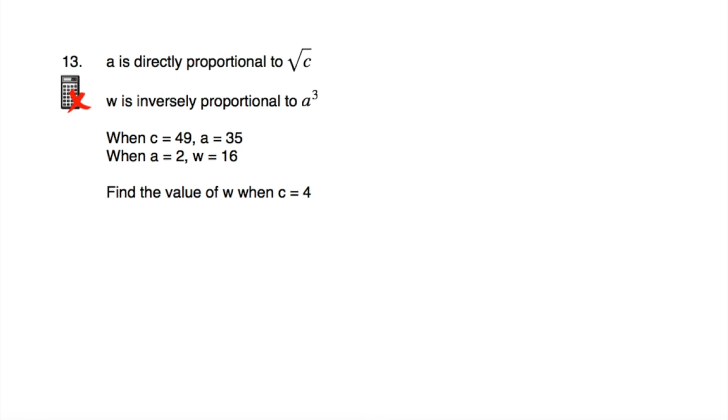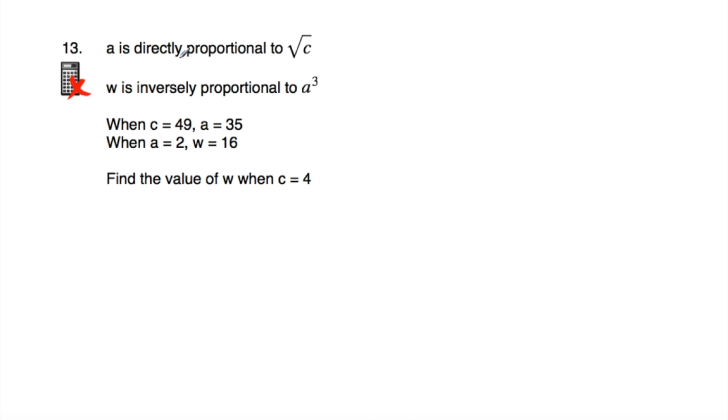Okay, question number 13. Question number 13 says A is directly proportional to the square root of C, and we're told that W is inversely proportional to A cubed, and then we're told that whenever C is equal to 49, A is equal to 35, whenever A is equal to 2, W is equal to 16, and we've been asked to find the value of W whenever C is equal to 4.